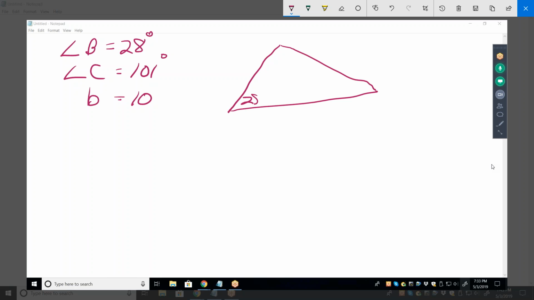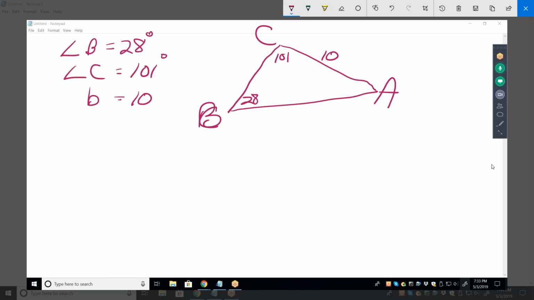That's 28. That's 101, which makes this C, this B, this C, and that A, and little b is 10. Okay?